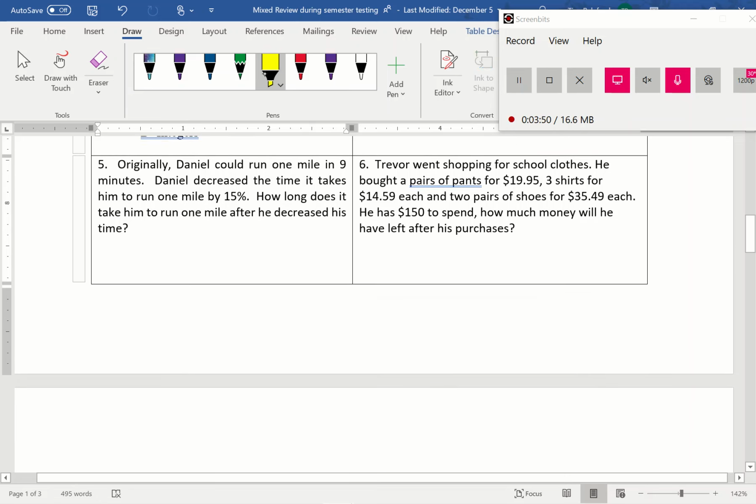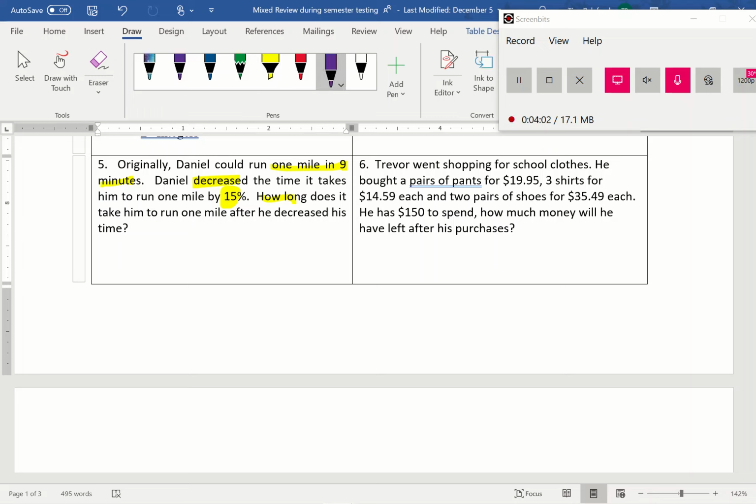Originally, Daniel could run 1 mile in 9 minutes. Daniel decreased the time it takes him to run 1 mile by 15%. How long does it take him to run 1 mile after he decreased his time? So, it's 9 minutes right now. You're going to subtract how much time he decreased. You don't really know yet because you have to find out how many minutes 15% is.